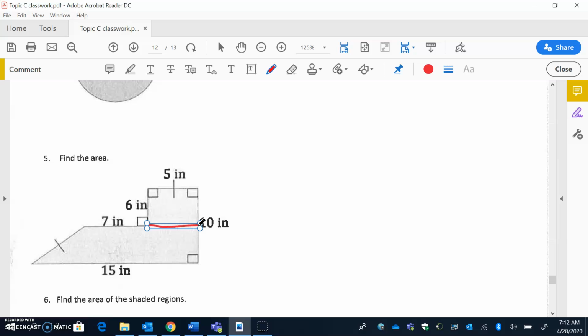So let's take care of the first one that's up there. 5 times 6, I should say 6 times 5, the way I wrote this out there. That gives you 30. So that takes care of that one. 6 times 5 is 30.